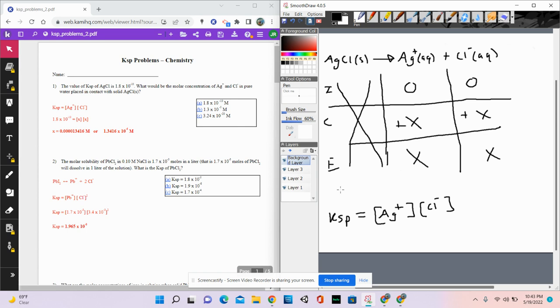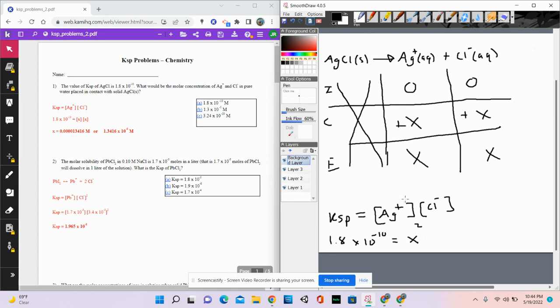All right. Now, what we can do is replace each of these values within this equation. So KSP, which is given, is 1.8 times 10 to the negative 10th equals the concentration of Ag plus, which is X, times the concentration of Cl minus, which is also X, which gives us 1.8 times 10 to the negative 10th equals X squared.